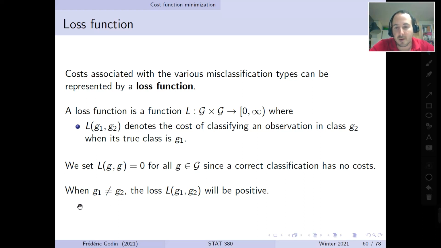And conversely, when G1 is different than G2, you assign a positive cost, because you want to penalize these types of misclassifications. The idea here is that introducing this loss function allows us to consider different costs for the different types of misclassification. So, for example, L(G1, G2) could be different than L(G2, G1). In that case, we have asymmetric costs, and therefore your model will penalize much more the misclassifications that are more costly.